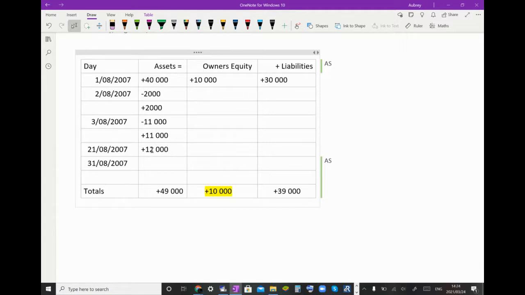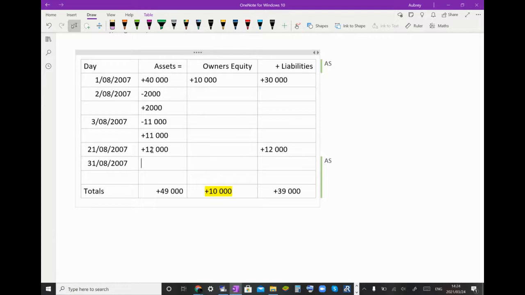And then the liabilities also increase. Again, the logic is, before this transaction we only owed 30,000. But now, as a result of buying something on credit, we now owe more. So our liabilities are increasing by 12,000. And again, we can use the accounting equation to verify. 12,000 equals 12,000. Okay, done.